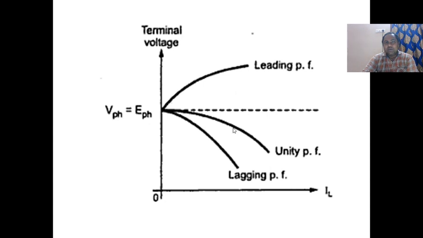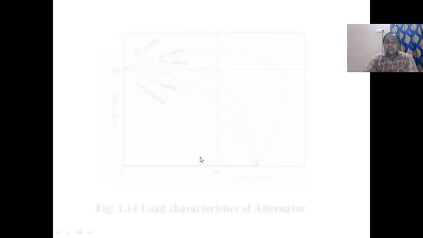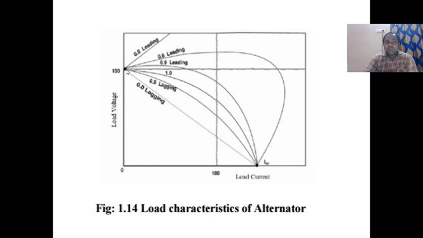But in the case of leading power factor, if you increase the load current, that gives more voltage. Whenever the load current increases, the voltage also increases at leading power factor. So the exact characteristics here, please observe. If 100 volts is the reference, then 0.9 lagging, 0.8 lagging, 0.9 leading, that is above the 100, 0.8 leading. All leadings are above the reference value, all laggings are below the reference value. This is the load characteristics of an alternator.